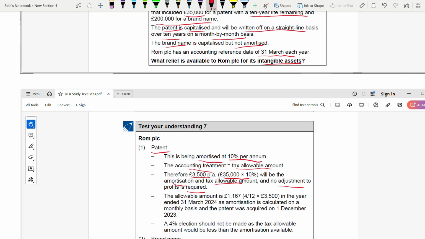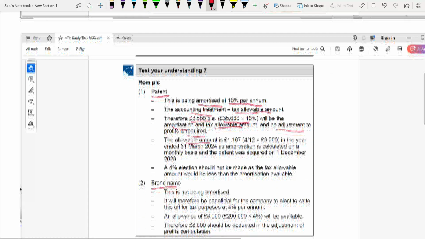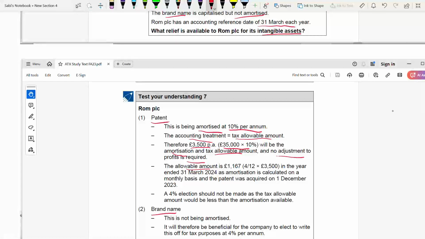Next point, what is the allowable amount? For that, this is 1st December. So you have to take from 1st December to 31st March 2024. It's 4 months. So you have to take the amortization for 4 months only, not 3,500. So it will be 1,167. This is the amount, because it is calculated on monthly basis and it was acquired on this date.